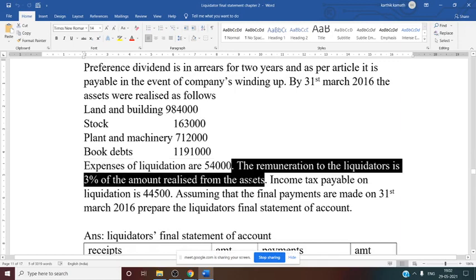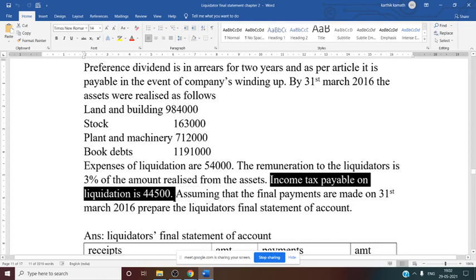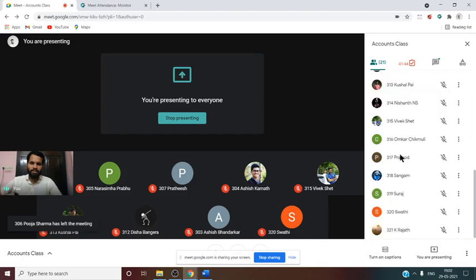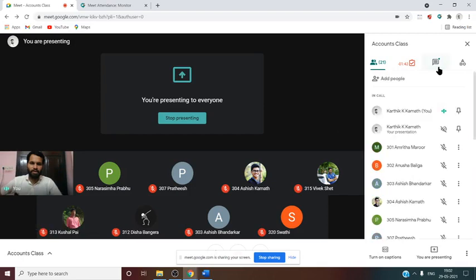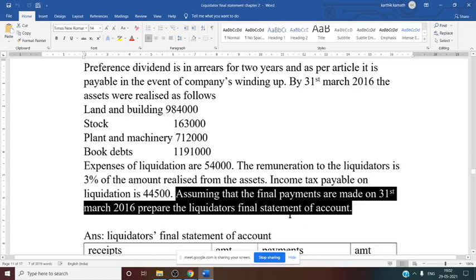Then remuneration to the liquidator is 3% on the assets realized, that is on these 4 amounts. If you add all these 4 amounts and take 3% on that, you will get the remuneration to the liquidator. Then income tax payable on liquidation is 44,500. Tax gets priority in payment, so it is a preferential creditor. You have to understand that income tax payable is a preferential creditor and not an unsecured creditor. So you have to add this to the preferential creditor, assuming the final payments are made on 31st March 2016. You are required to prepare the liquidator's final statement of account.